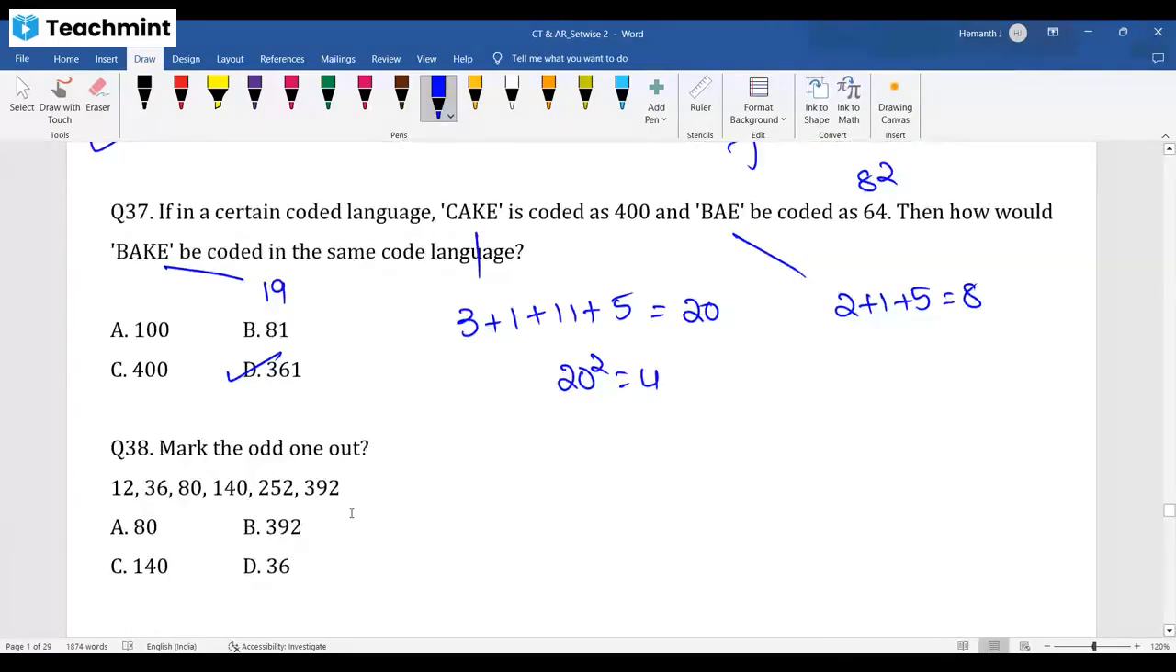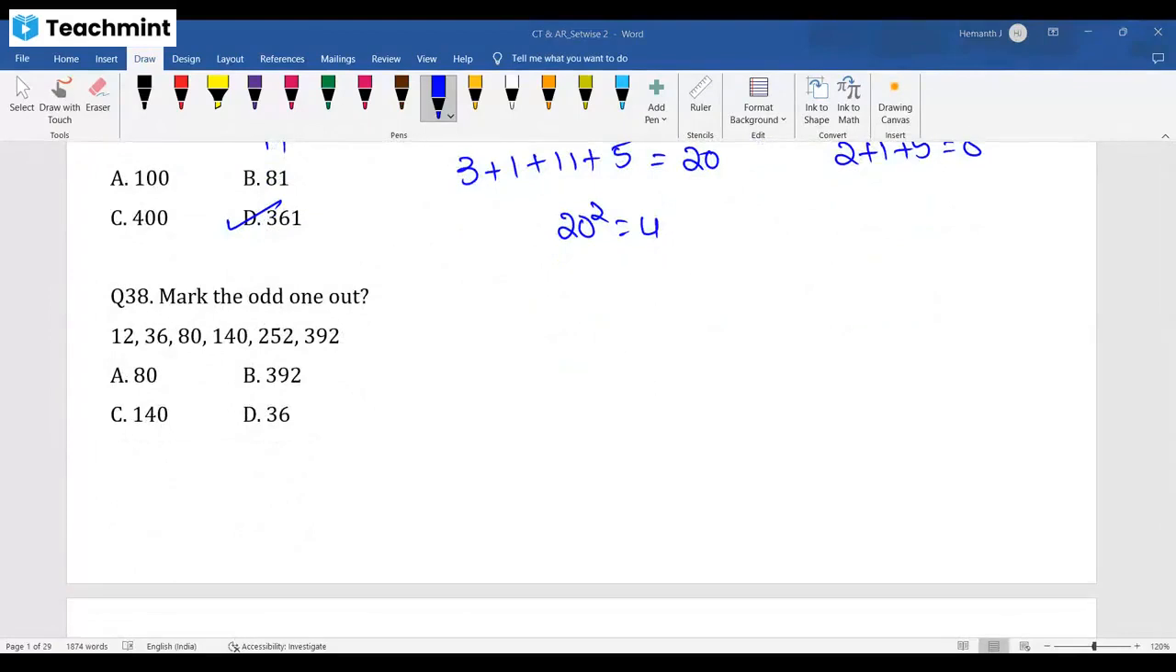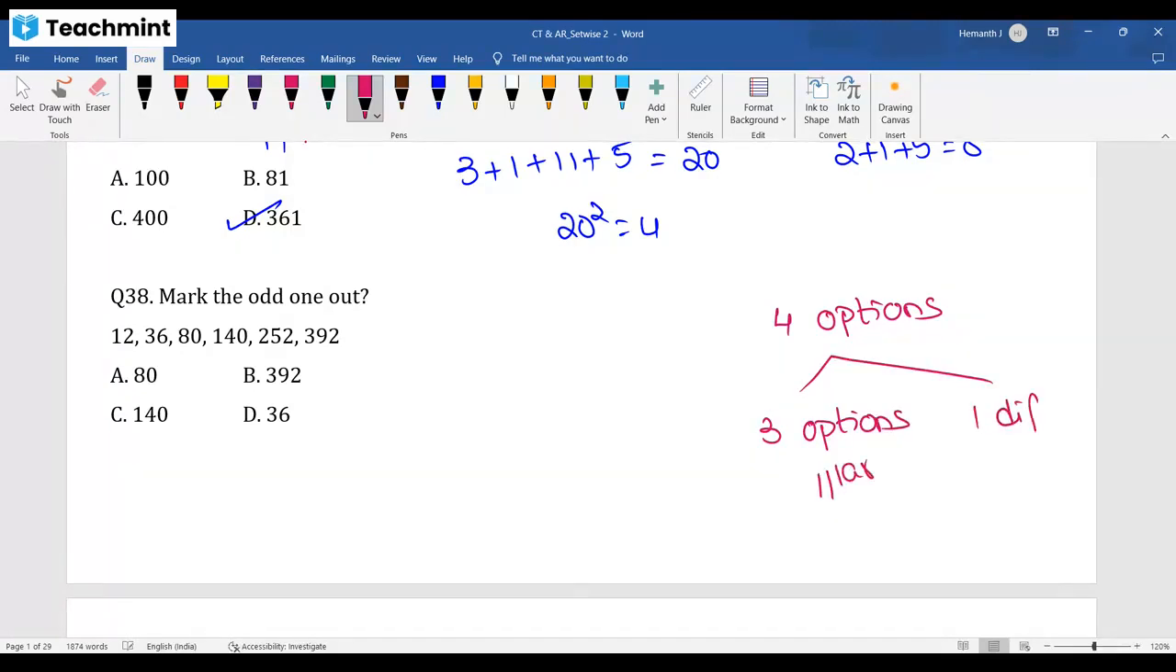Next one, odd one out. Among that, one is different. You need to identify the different one. Max to max, I'll share the video, don't worry. This is also a typical question actually. Odd one out means one different. Among 4 options, 3 have similar logic and 1 is different. The different one is the odd one out. Among options also you can look.